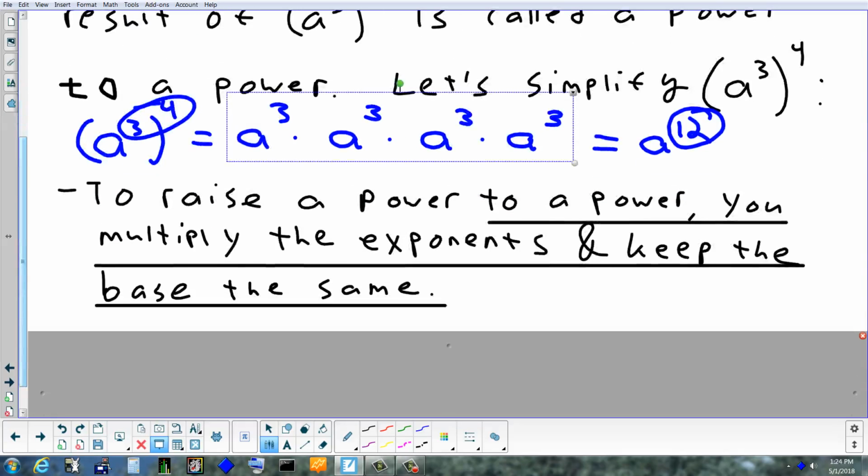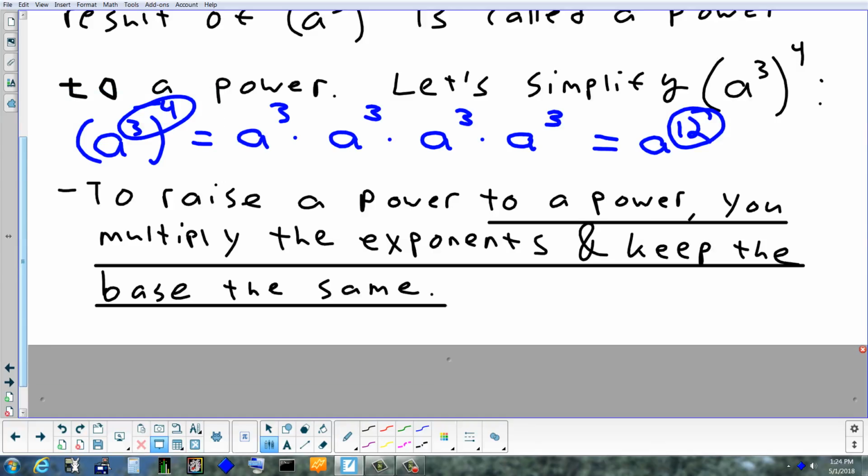So you write this on the front. On the front, where it says to raise to a power, copy in what's underlined. To raise a power to a power, you multiply the exponents and keep the base the same. It's exactly what we did here. 3 times 4 is 12. The base started as an A. In the final answer, it was an A. It did not change.